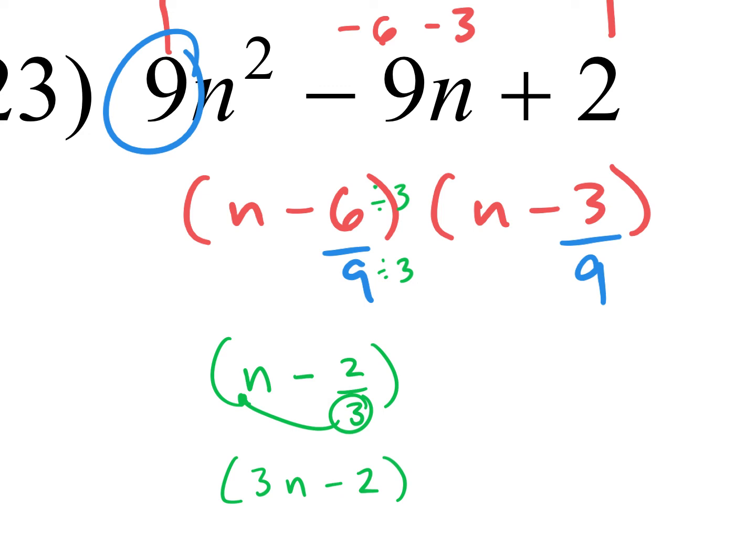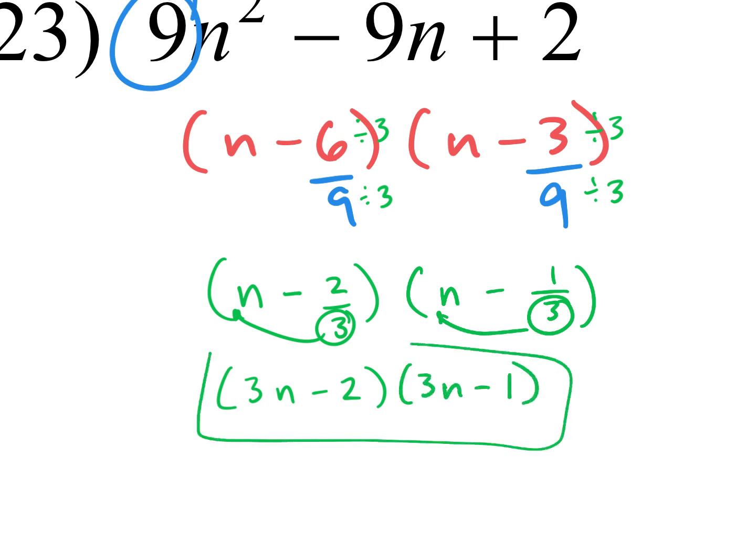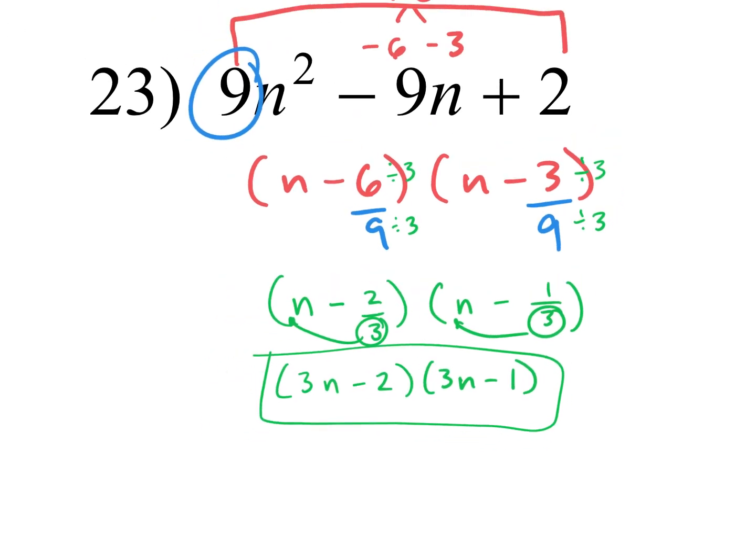In the second one, I have 3 divided by 9. Can I simplify this fraction? A 3 goes into both of them. So then this would be n minus 1 over 3. 3n minus 1. You don't multiply by 9, you just divide by 3. So we multiplied by 9 in the start, and then divided by 9, but they simplify. So you have to simplify your fractions as much as you can.